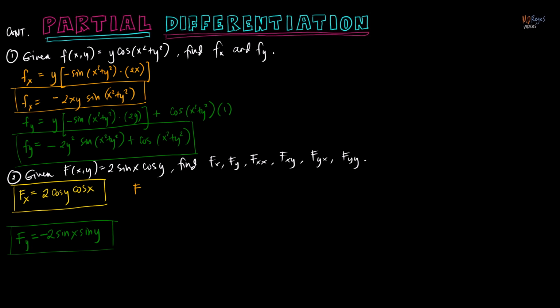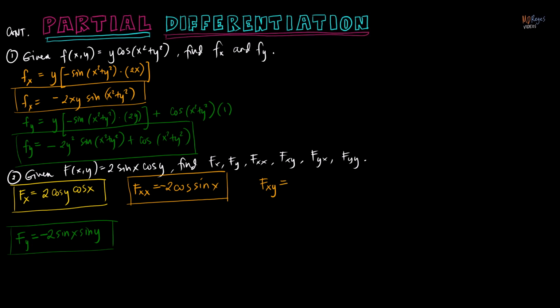So we'll have the second partial derivative of f with respect to x, first partial with respect to x also. So we are differentiating this function with respect to x. So in the differentiation process, y is again a constant. So 2 cosine y is a constant, and the derivative of cosine of x with respect to x is negative sine of x. So this is the second partial derivative of f with respect to x, first partial with respect to x also. And then we'll have the second partial derivative of f with respect to y, first partial with respect to x.